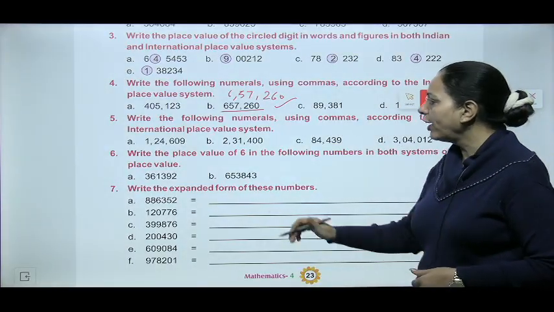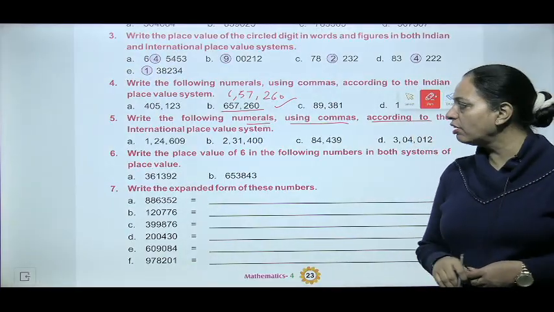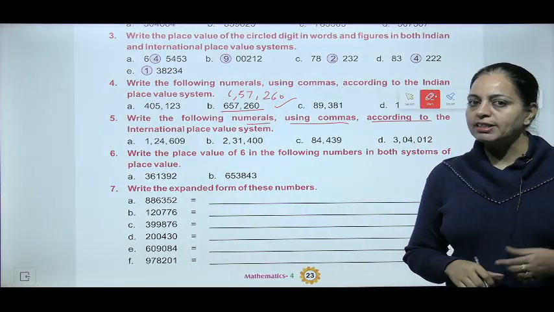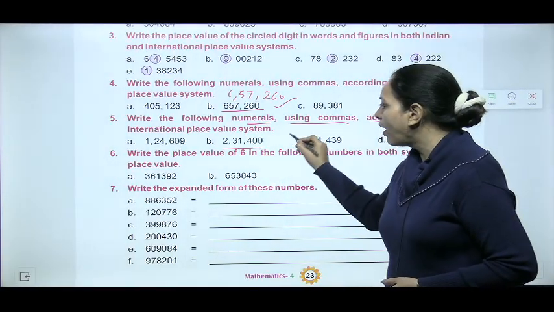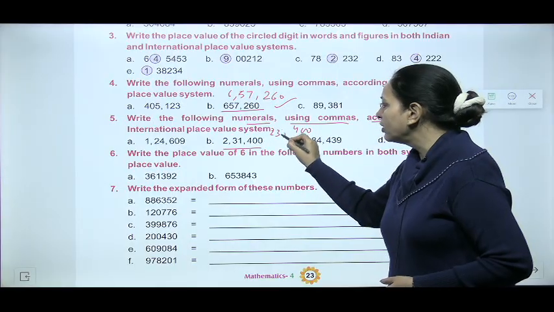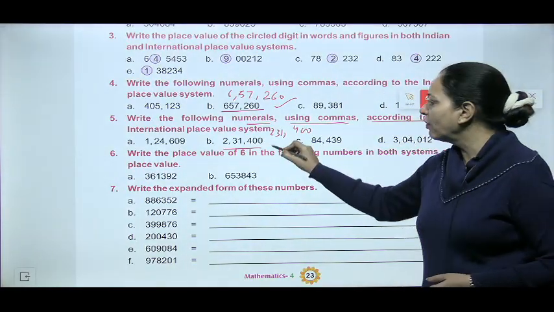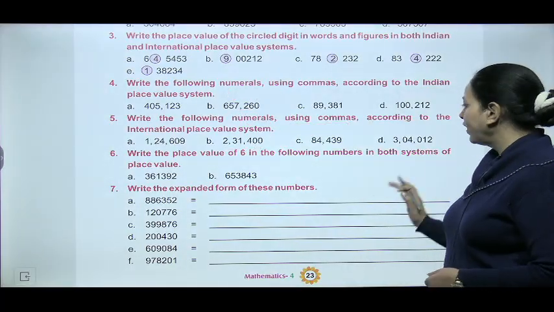Now the fifth, write the following numerals using commas according to the international place value system, means make groups of 3 digits. So like the B part, 400 as it is, then 231. So 231,400. Similarly, you can try the rest of the parts.